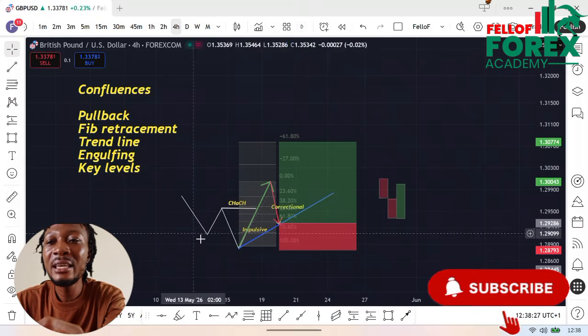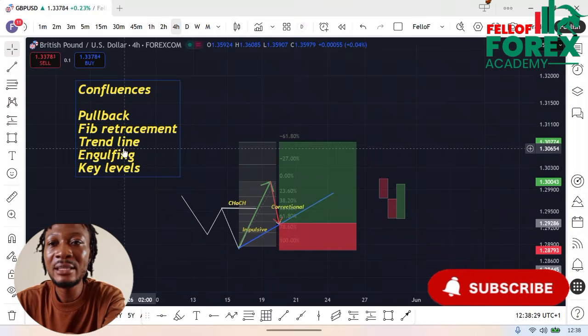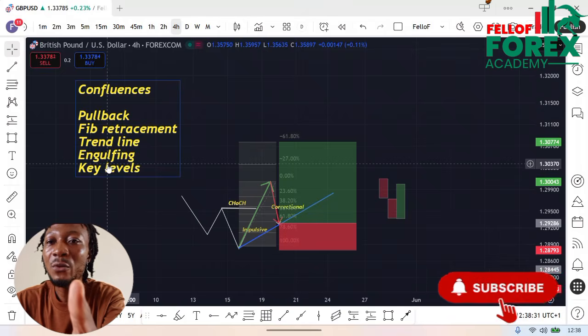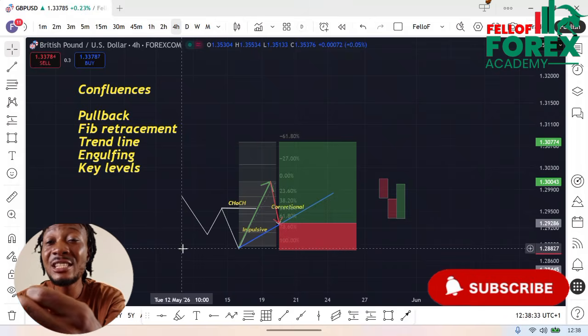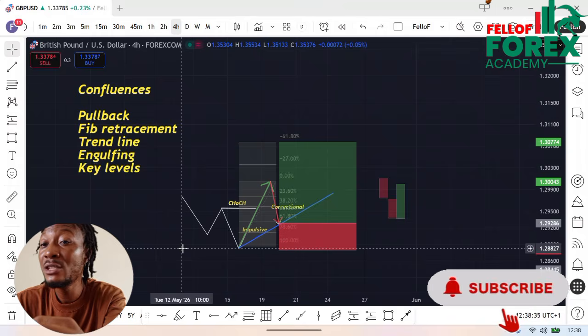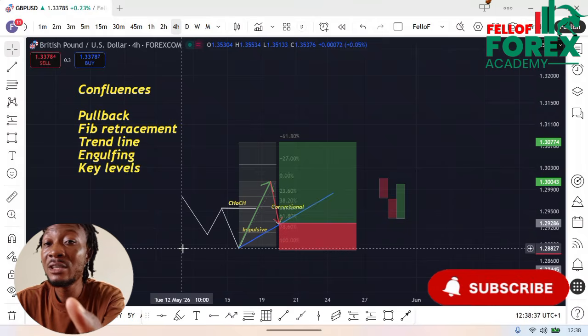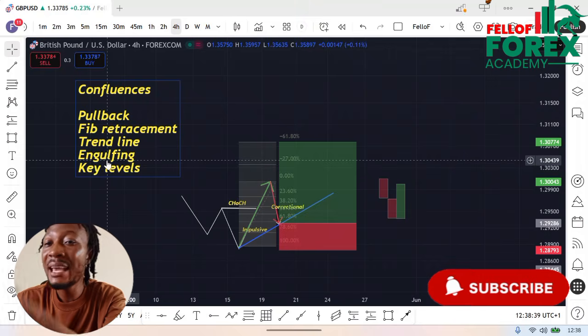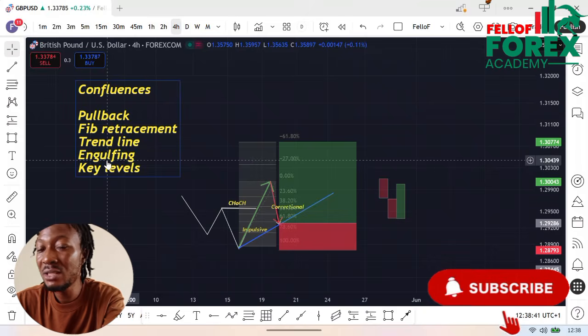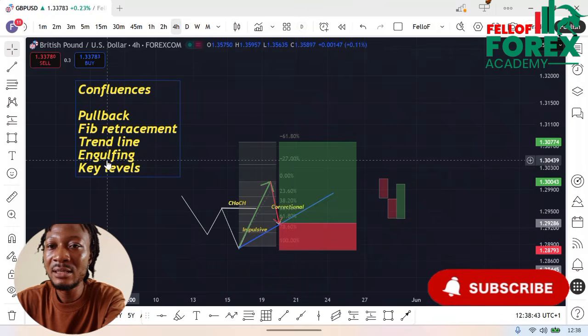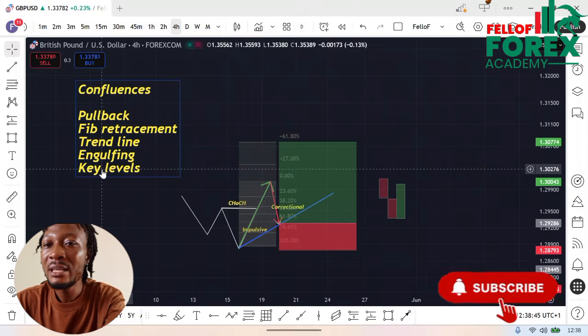The third thing, in case you are using trend lines, you can say, all right, let it tap on my trend line. The fourth thing, let it tap on my trend line and show that price is not willing to continue going down to break through the trend line. Now you have the engulfing candle, which is one of my most important, the engulfing candlestick. And then you can as well use key levels.